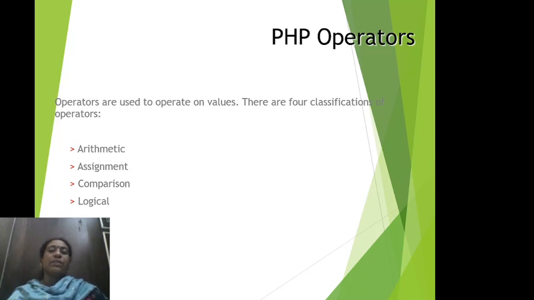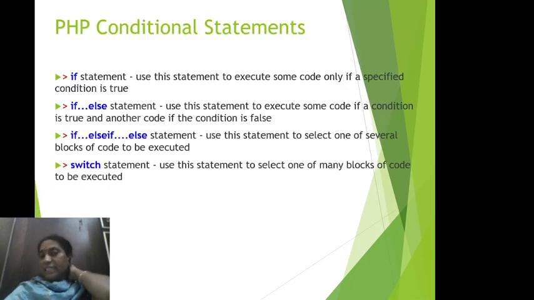Next we are going to discuss PHP operators. PHP operators are used for calculation purposes. Already we know we have so many operators available. Here I am mentioning a few operators: arithmetic, assignment, comparison, and logical operators. Next we move on to the conditional statements. PHP conditional statements are if, if else, and switch statements. We use the if statement to execute some code only if a specified condition is true.